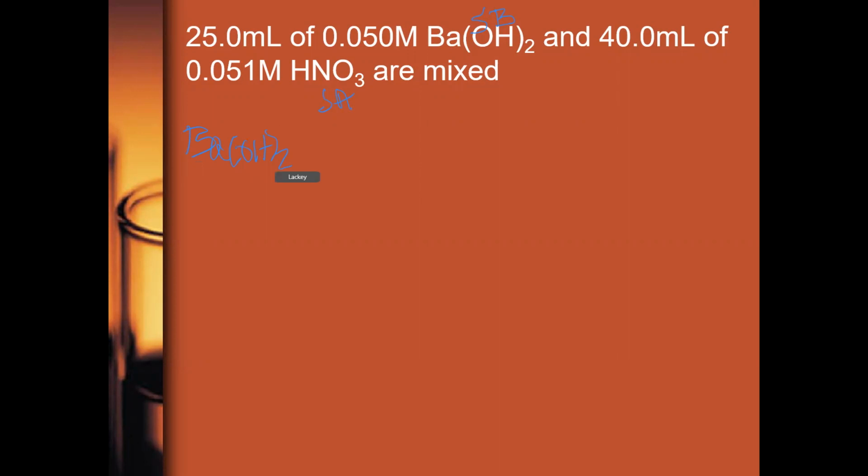So we have to find moles of hydroxide from barium hydroxide. So remember, we have to do molarity times volume, but there are 2 hydroxides. So we have to multiply that molarity by 2, times the 0.025 liters.